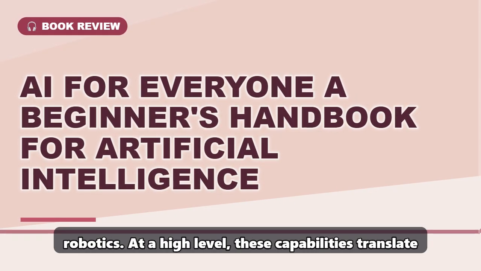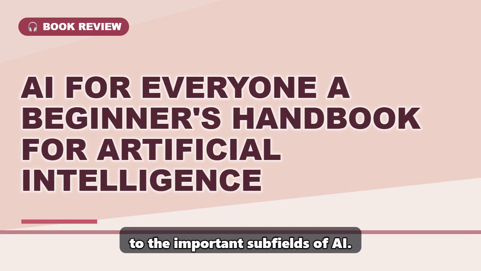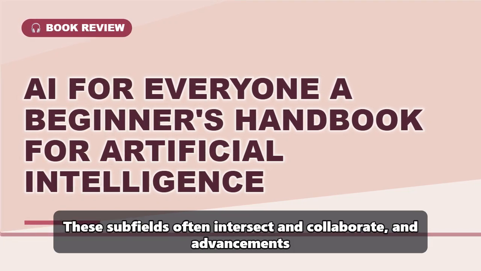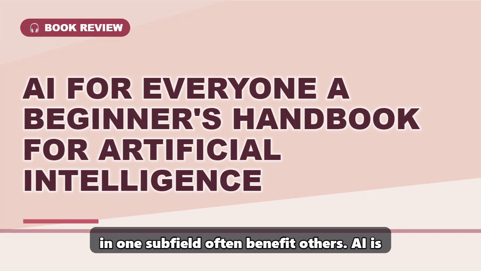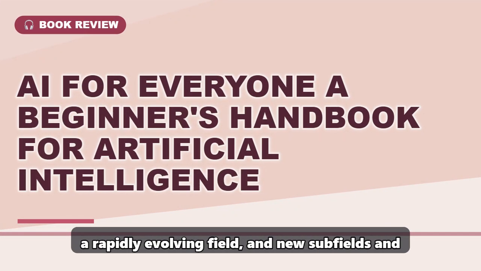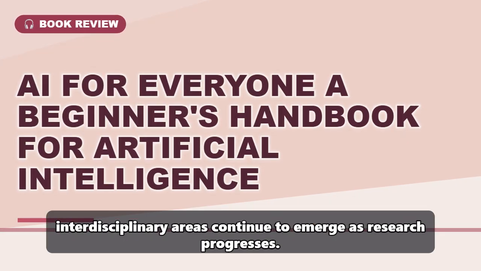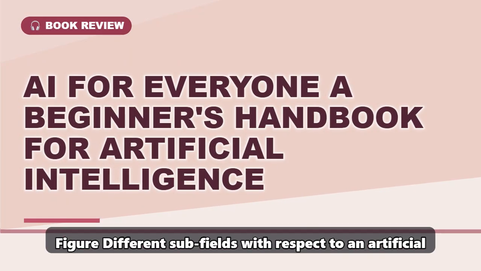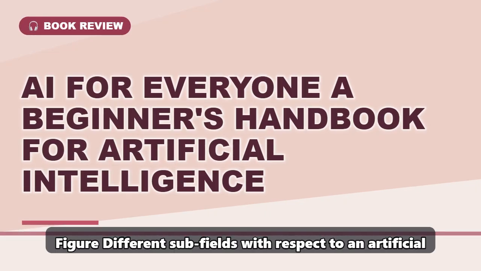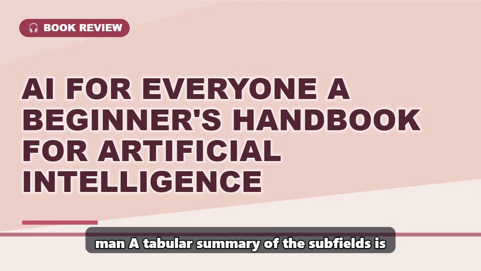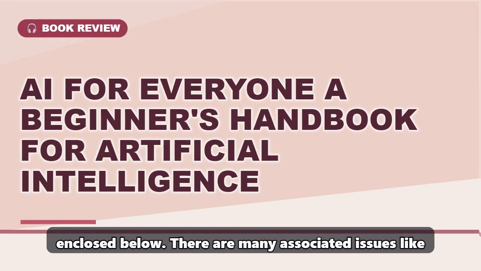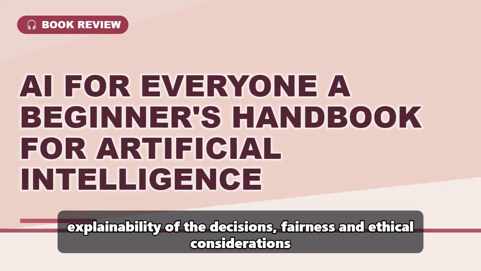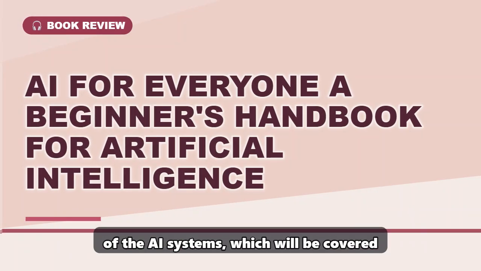At a high level, these capabilities translate to the important subfields of AI. These subfields often intersect and collaborate, and advancements in one subfield often benefit others. AI is a rapidly evolving field, and new subfields and interdisciplinary areas continue to emerge as research progresses. Figure: different subfields with respect to an artificial man. A tabular summary of the subfields is enclosed below. There are many associated issues like explainability of the decisions, fairness and ethical considerations of the AI systems, which will be covered in subsequent chapters.